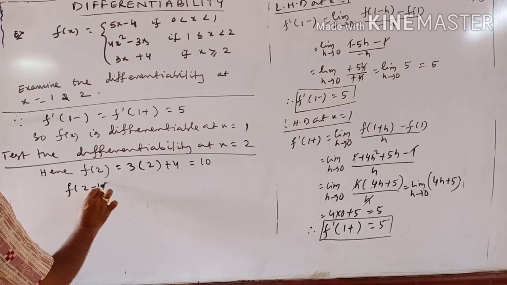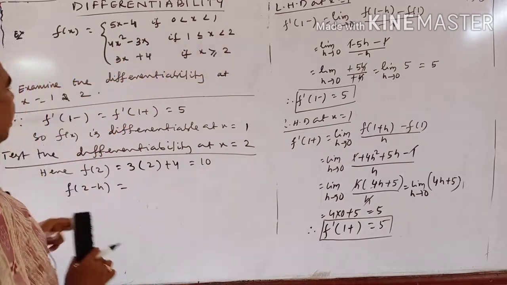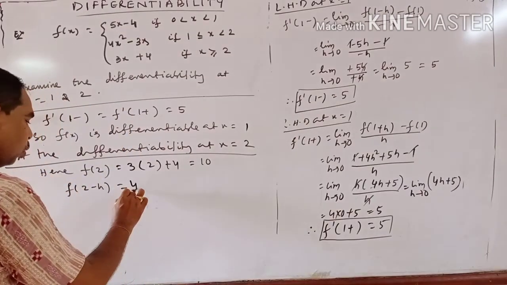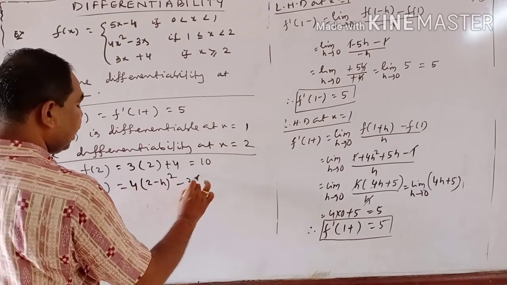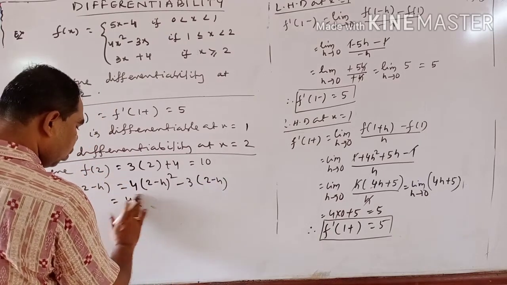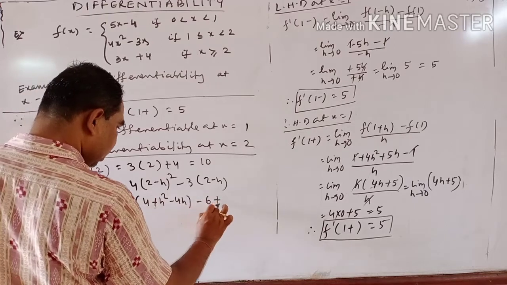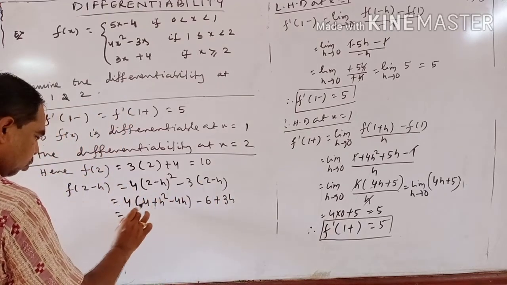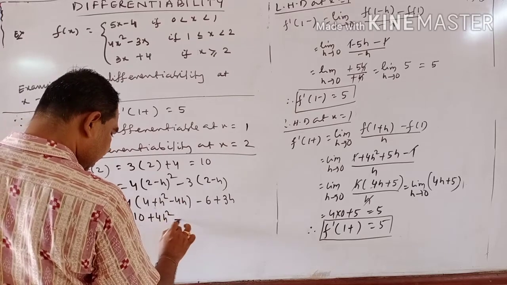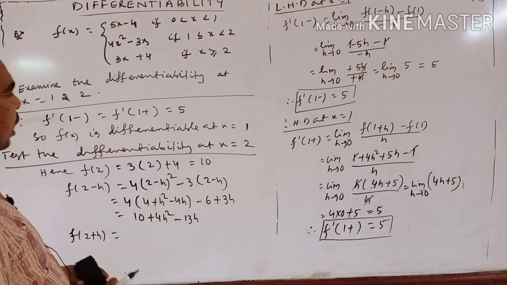Next, f of 2 minus h. f of 2 minus h means x is less than 2, x is slightly less than 2. So what is fx? fx is 4x square minus 3x. Put x as 2 minus h: 4 into 2 minus h whole square, minus 3 into 2 minus h. Simplify this: 4 into 4 plus h square minus 4h, minus 6 plus 3h. 4 into 4, 16 minus 6, 10, plus 4h square, minus 16h plus 3h, minus 13h.